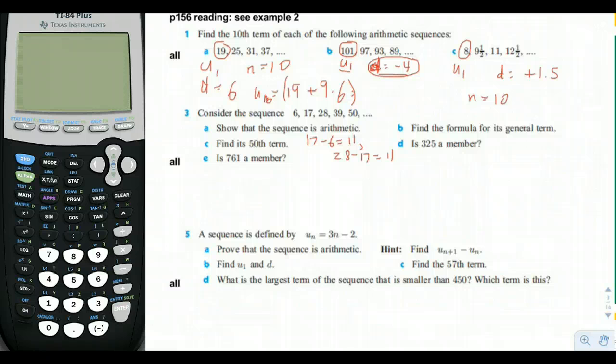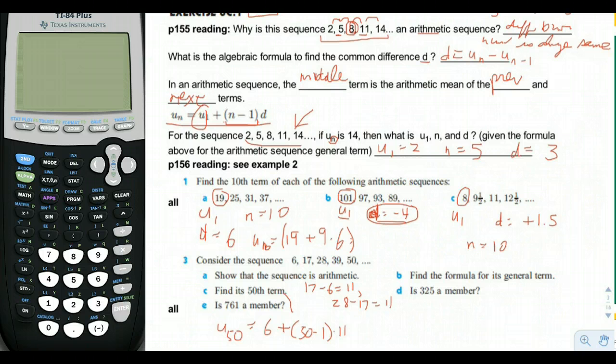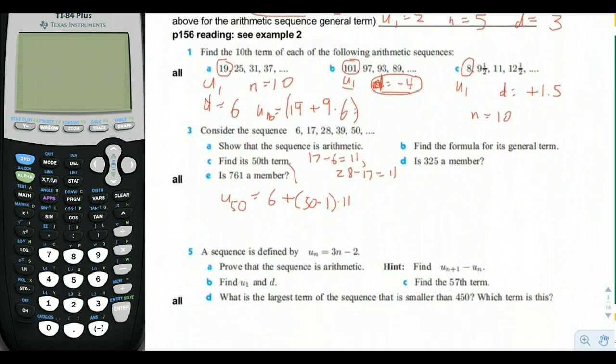Find its 50th term. The 50th term we could find by saying u of 50 is equal to u1, which is 6, plus n minus 1, which is 50 minus 1, times d, which is 11. And on a test, you probably always want to write out the formula, which they gave right here. Write that out as the first thing. I'm not doing it here because there's not too much space, but on a test you would always want to do that. In case you fill in the numbers wrong, you at least get credit for using the right formula.